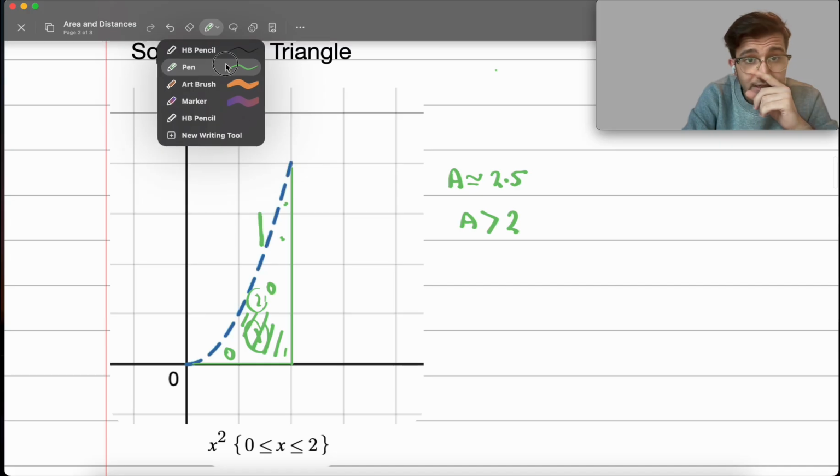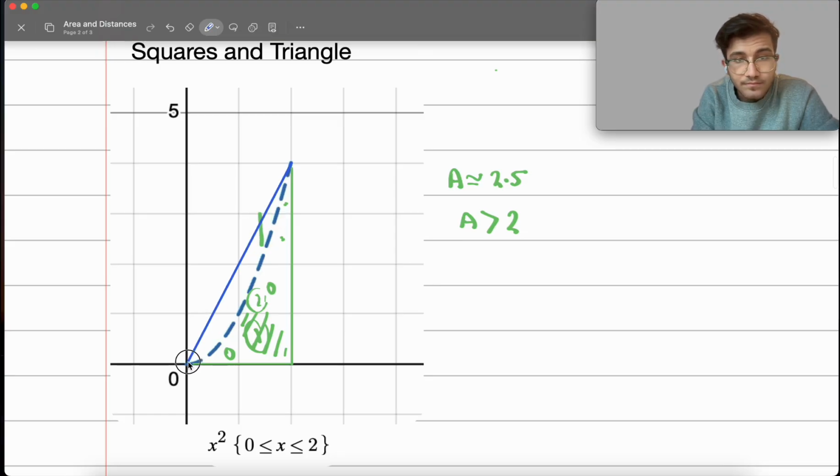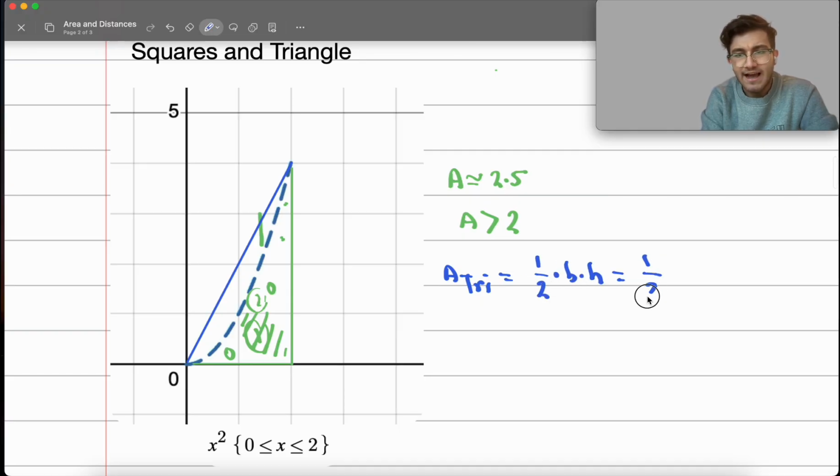So that's the reason I'm going to draw a triangle right here, and I'm going to find the area of this triangle. So the area of this triangle is going to be basically half times the base times the height. It's going to be half times the base, which is 2 units. So this is 1, this is 2, times 2. What is the height? It is 4 units right here. So this will give me 4.